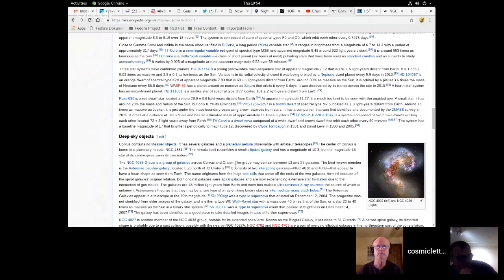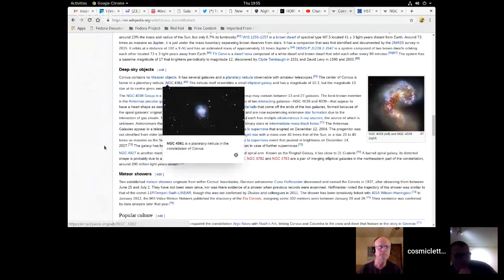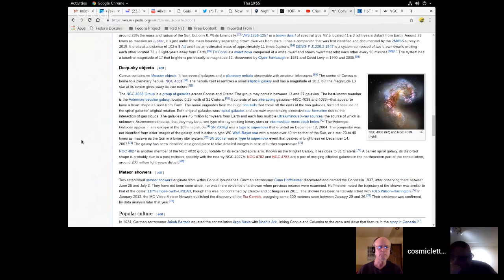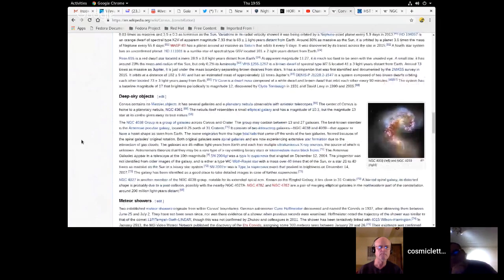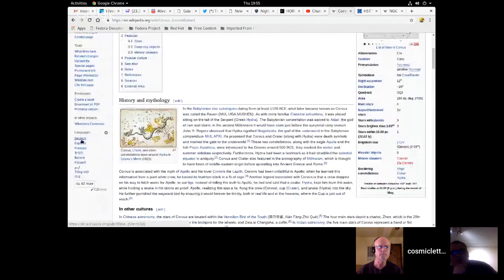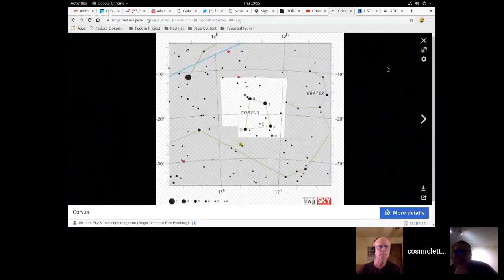They're just listing a few other stars in there. 4027. There's 4361 that we just looked at. Cool. Okay. Well, not seeing much else with Corvus. I mean, it is a pretty small constellation, so can't expect it to have too many interesting objects in it.